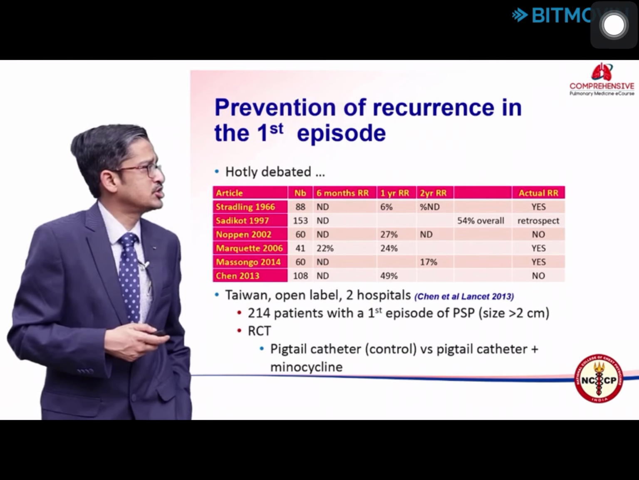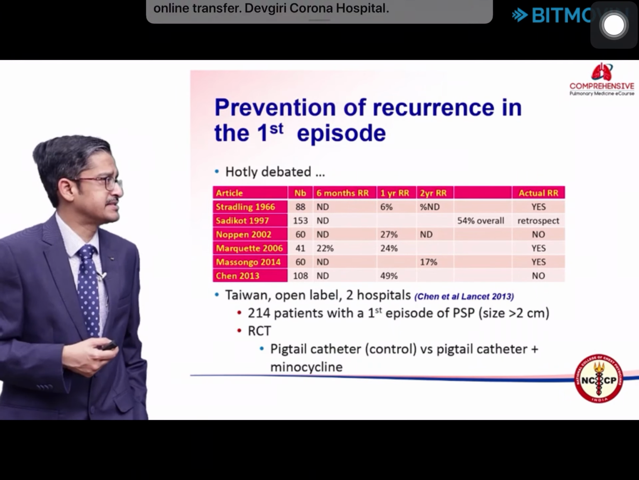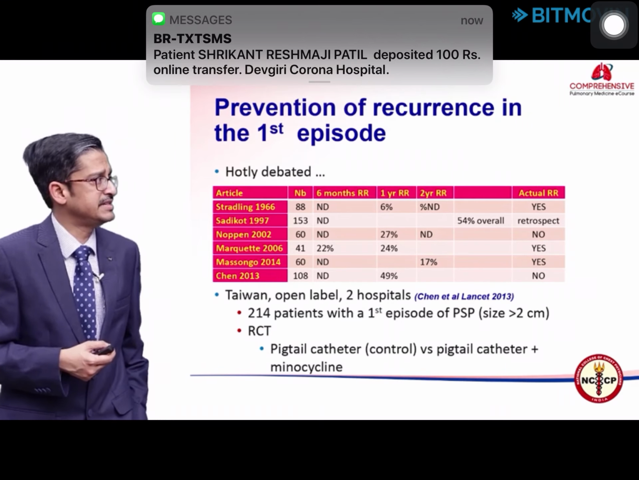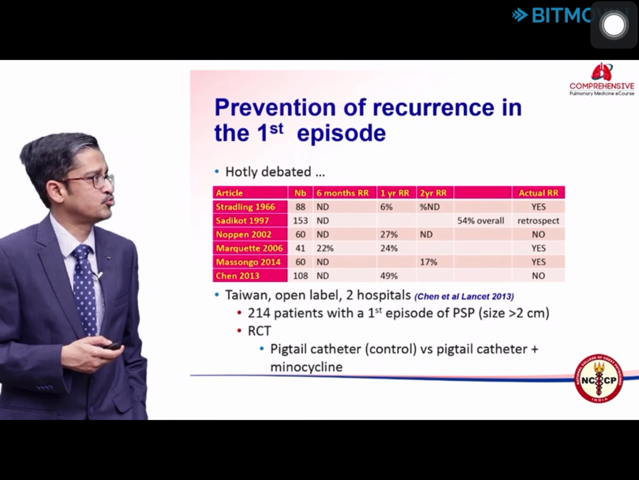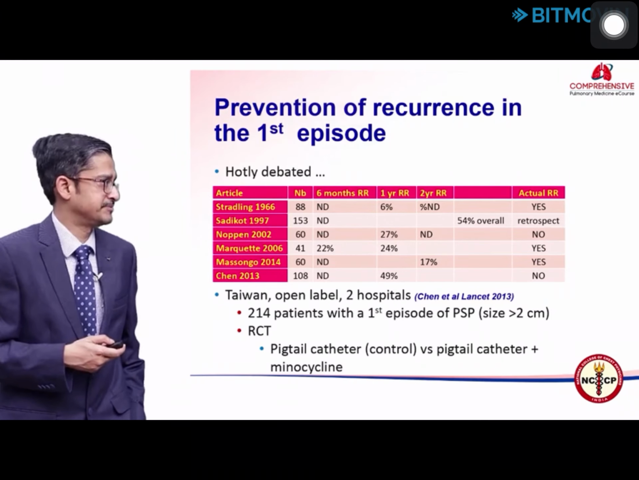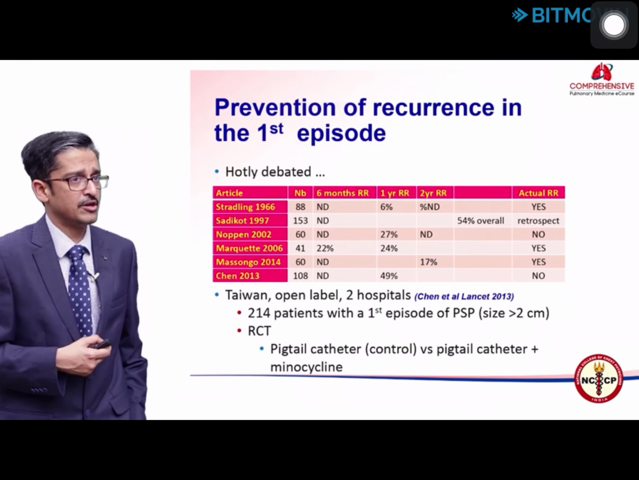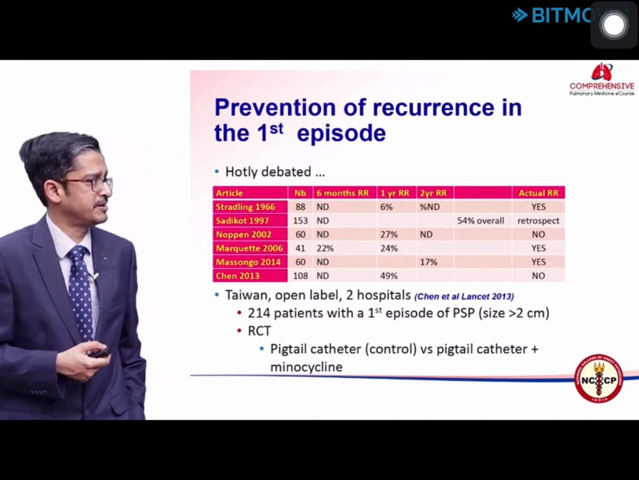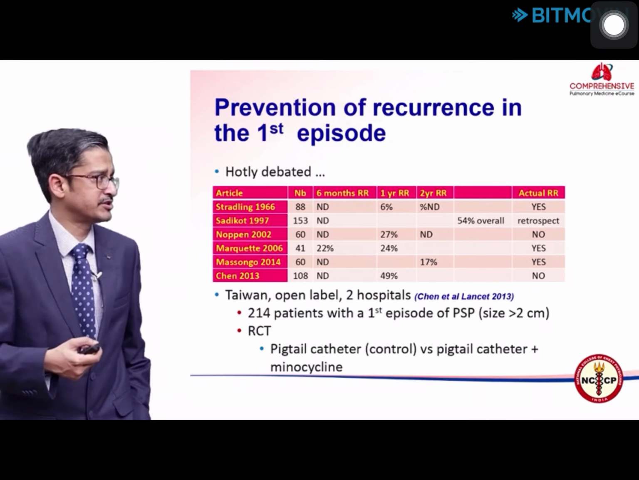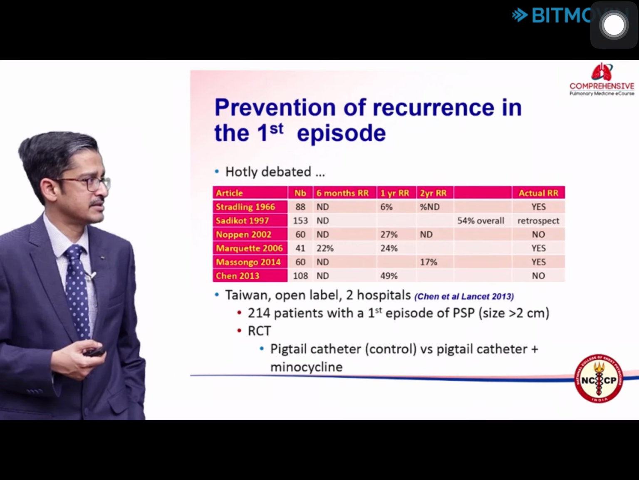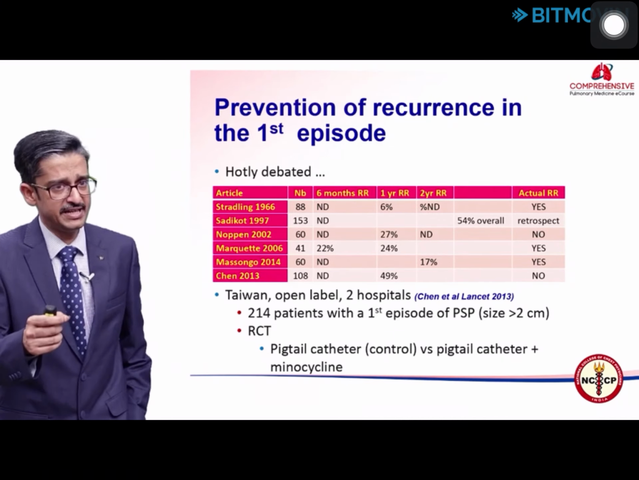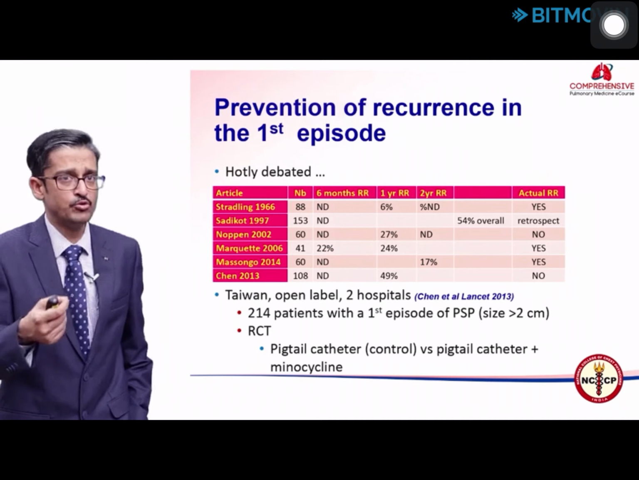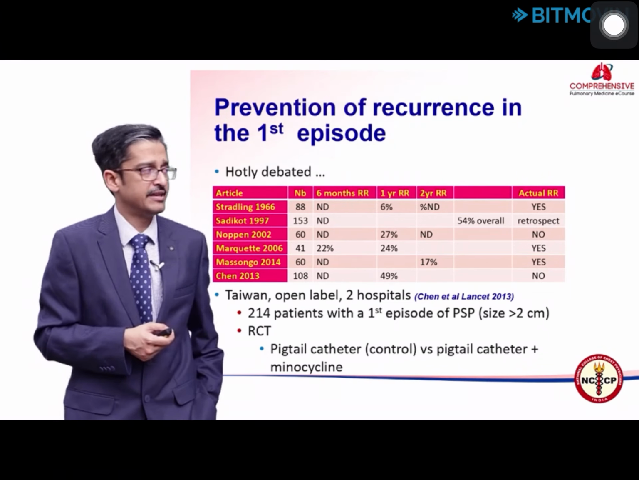What about the prevention of recurrence in the first episode? Again, this is something which is hotly debated, and you can see the various studies across the years. So you can see studies between 1966 to 2013 which have looked at recurrence rates after the first episode. There is this Taiwan open label trial which spanned 2 hospitals, 214 patients after the first episode of primary spontaneous pneumothorax. A pigtail catheter was used as control in one arm versus pigtail catheter plus putting in a pleurodesing agent, which happened to be minocycline in these cases.